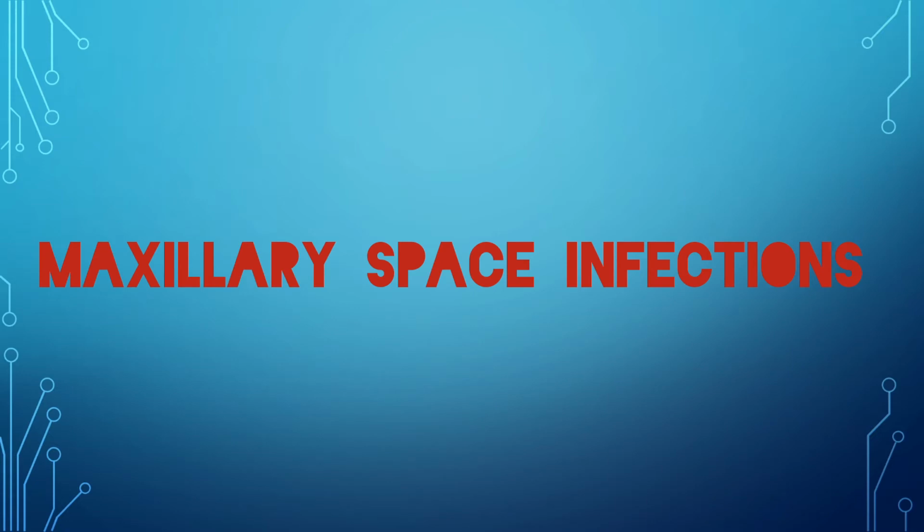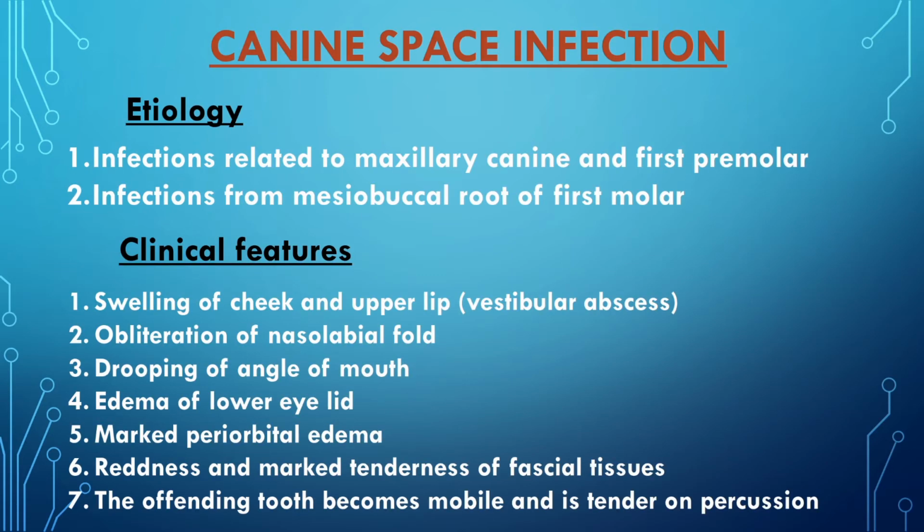Now we can go into the detailed description of each space one by one. First we will go through the maxillary spaces. The first is the canine space. The etiology of the canine space includes infections related to the maxillary canine and the first premolar, and infections from the mesiobuccal root of the first molar.